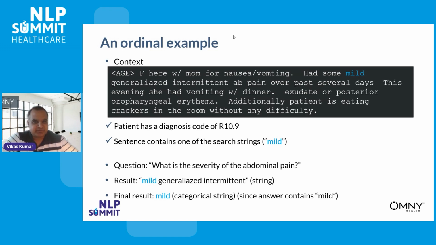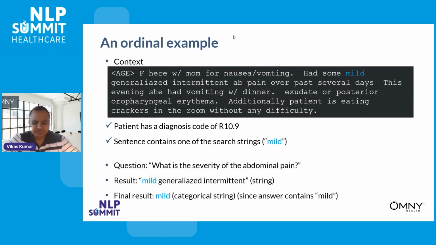And we get as a result, in quotes, "mild generalized intermittent", which is a string. We then search for the ordinal scores; we search the answer string for certain keywords. In this case, the keyword is mild. We see that the answer contains the word mild, and so the final result is mild, which is a predefined categorical string.